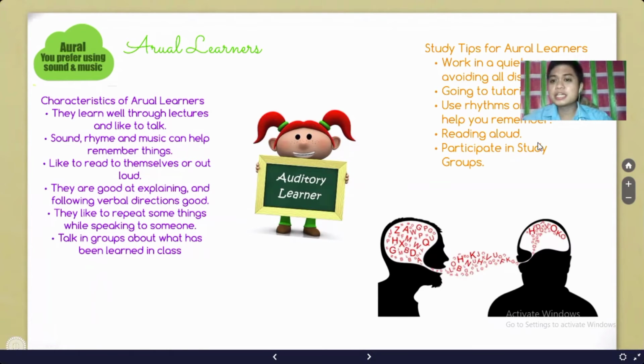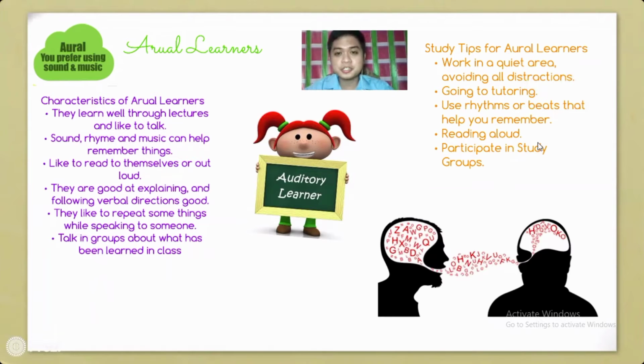And so, there are study tips for oral learners. Let's talk about it. They work in a quiet area, avoiding all distractions because they are good listeners. That is why they want to be in a quiet area to absorb a lot of information. They also use rhythms or beats that help them remember. That is why they prefer to make a song out of the lesson. They also go to tutoring and read aloud, very loudly. So when there is someone who is studying very loudly, they're auditory. They participate in study groups.